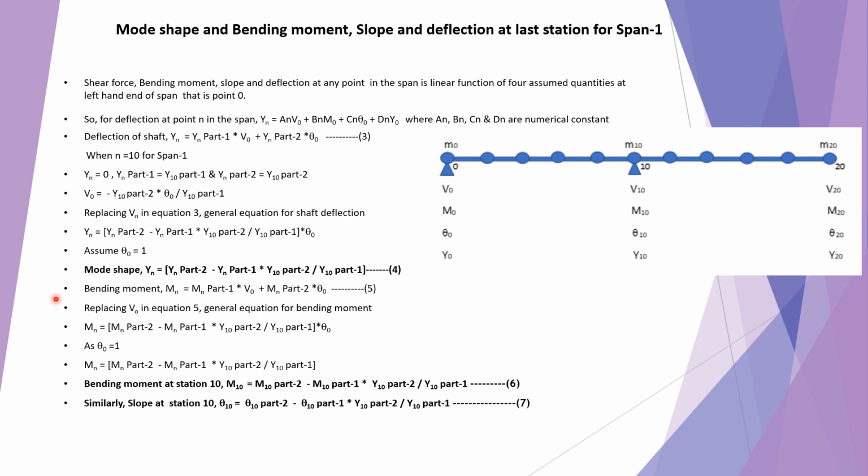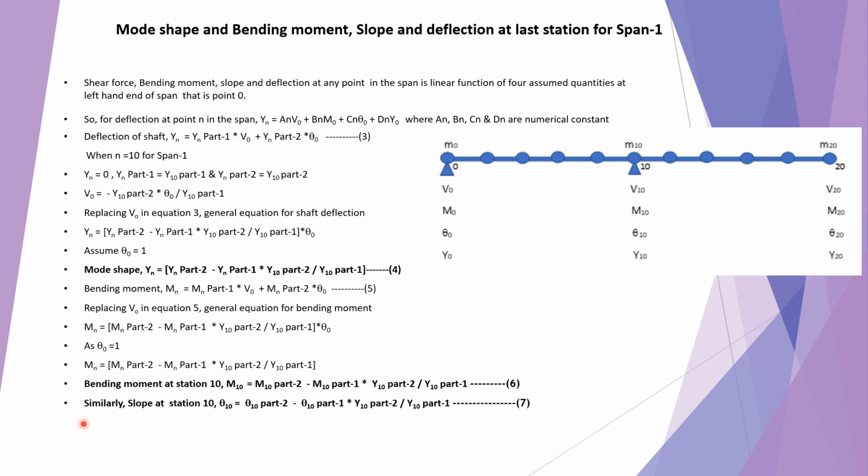Replacing V10 in equation number 5, the general equation of bending moment, Mn is equal to Mn part 2 minus Mn part 1 into Y10 part 2 upon Y10 part 1, into theta 0. Theta 0 is, let's say, 1. Mn is equal to Mn part 2 minus Mn part 1 into Y10 part 2 upon Y10 part 1. So the bending moment at station number 10, that is the last station of span 1, M10 is equal to M10 part 2 minus M10 part 1 into Y10 part 2 upon Y10 part 1. This is equation number 6.